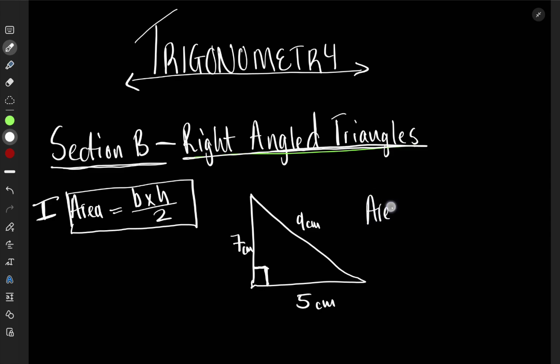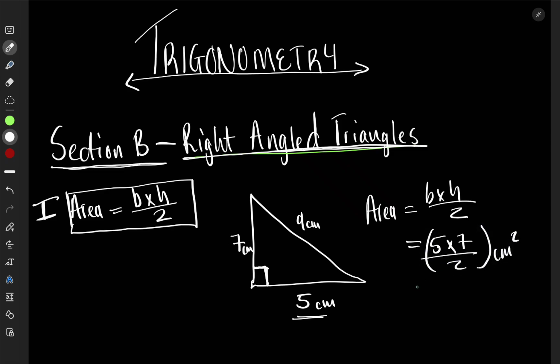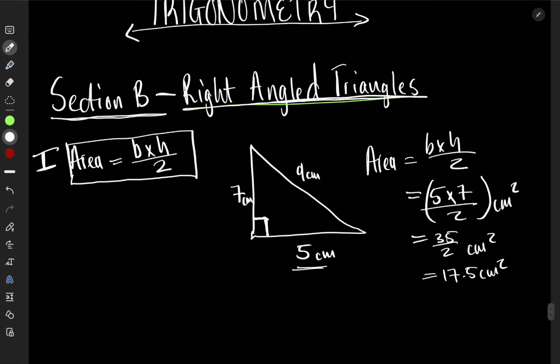So in here, we would say area is equal to base times height over 2. Our base is going to be 5, that's the bottom value, times the height, which is 7, all over 2. And we'll get our answer in centimeters squared. 7 times 5 is 35, so you get 35 over 2 centimeters squared, which would be 17.5 square centimeters. And you're done. That's the first part.